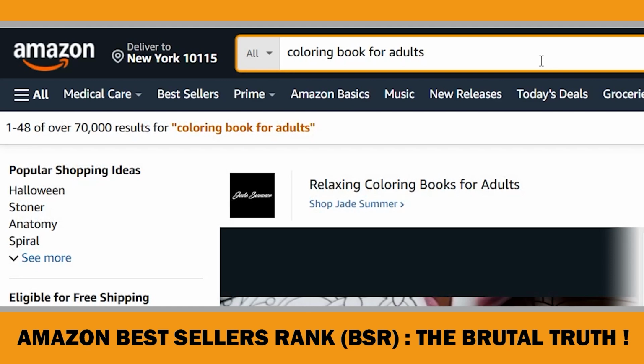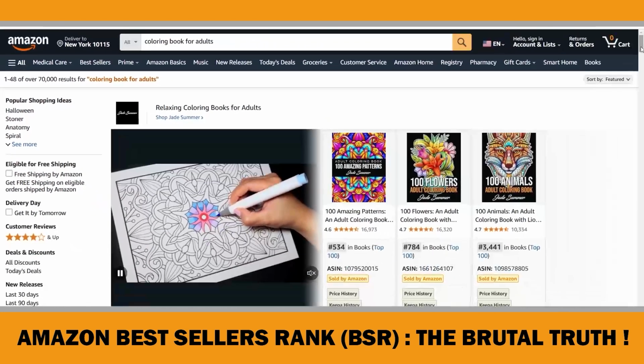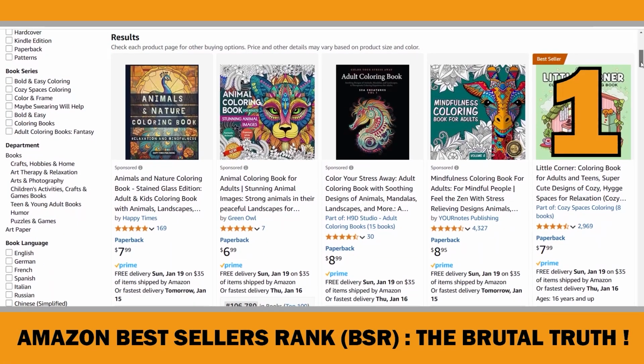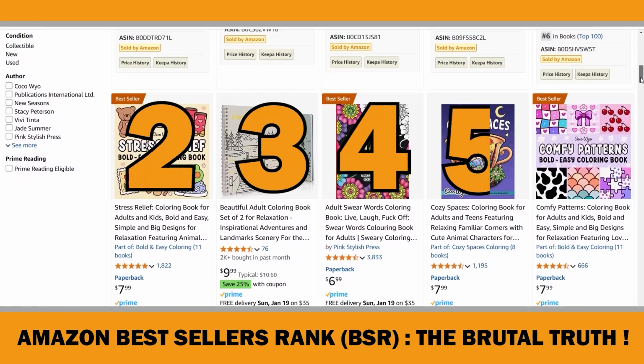To reach BSR levels like number 12, appearing on the first page for just a few targeted keywords isn't sufficient. You will need to rank among the top 5 products for numerous high search volume terms related to your book. Why? Because depending on the category, the top 5 products often capture around 50% of the clicks, and consequently, the majority of the sales. If your book isn't one of these top-ranked products for high-traffic keywords, selling 1,000 copies a day, like Cocowayo, becomes nearly impossible.